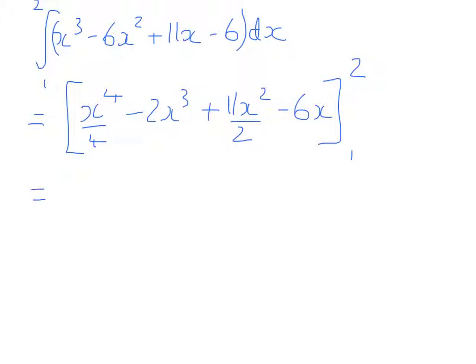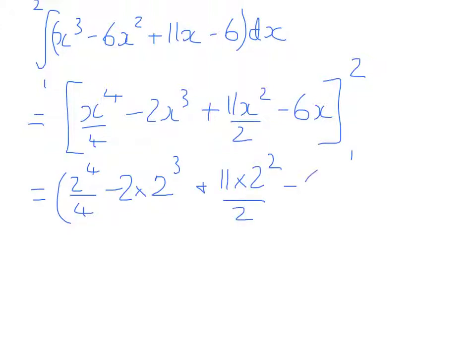Although we're going to have to plug in some more numbers, we've done a lot of the work we need before we get to it. So we're going to, as before, start by plugging in the top limit as our x value. That gives us 2 to the 4 over 4 minus 2 times 2 to the 3 plus 11 times 2 squared over 2 minus 6 times 2. That's from plugging in the top limit.